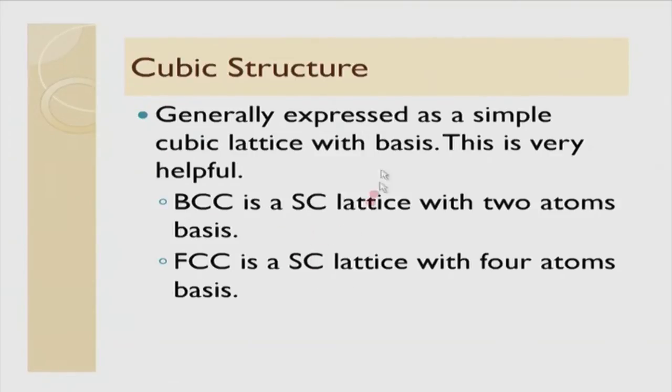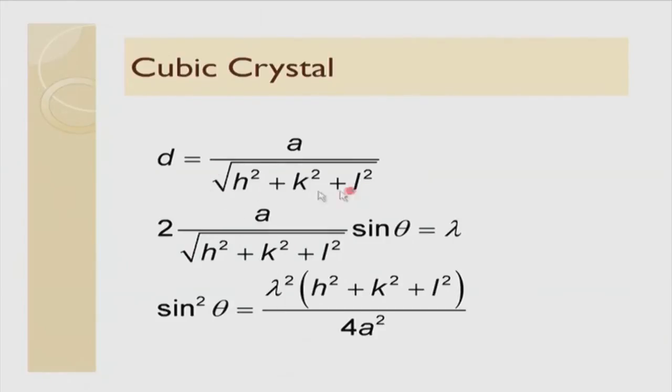The advantage if I do that, if I start with a unit cell which is simple cubic, is that the distance between planes which have Miller indices HKL can be easily found out. Unfortunately, I will not be able to derive these things. Just find it, express these things, and your Bragg condition becomes this particular thing.